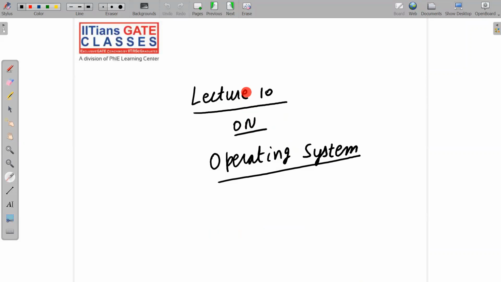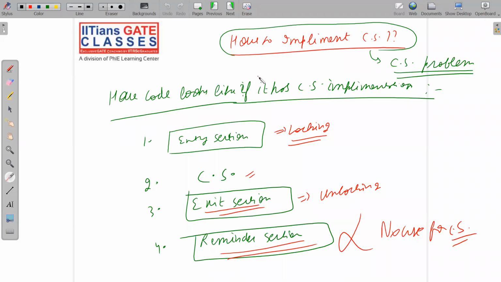This is lecture 10 on operating system, and in this lecture we are going to resume our previous lecture only. So let me revise a few points of the previous lecture and then we will start today's lecture. The question was how to implement the critical section, that is known as the critical section problem. How will the code look if we have a critical section implementation?